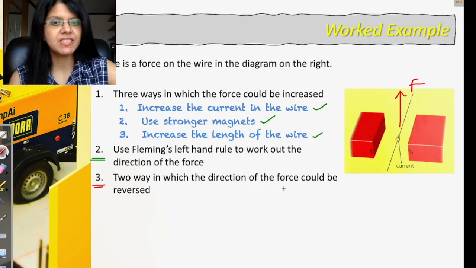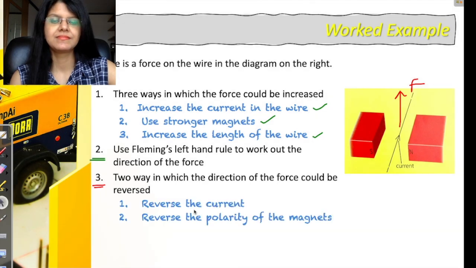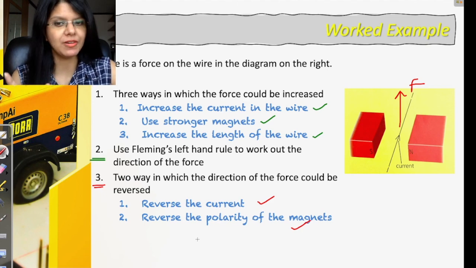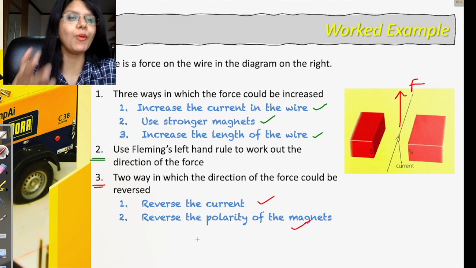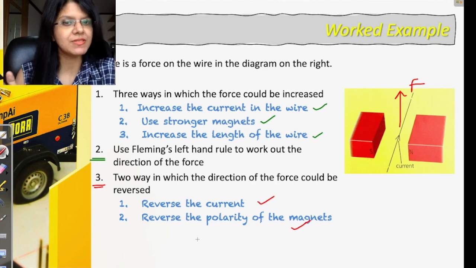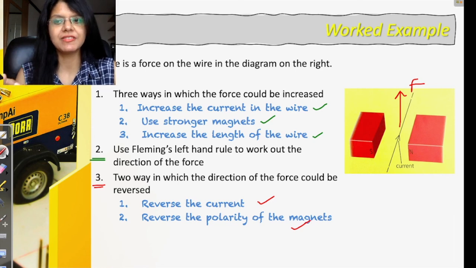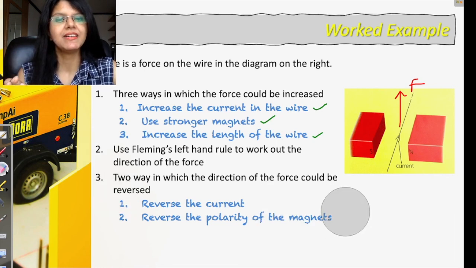So let's talk about question number 3. Two ways in which the direction of the force could be reversed. You can either reverse the current or you can reverse the polarity of the magnet. You have to do one of them. You cannot do both of them. If you reverse the current and reverse the magnet both at the same time, the force will not reverse, right? You have to either reverse the current or reverse the polarity of the magnet to reverse the direction of the force.